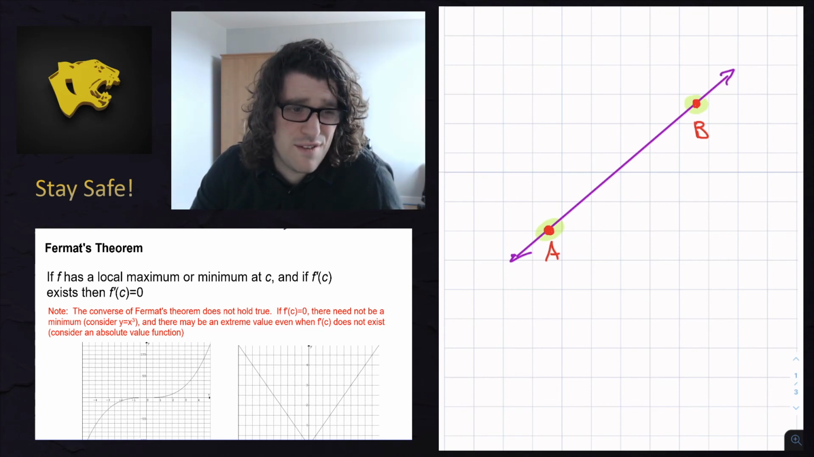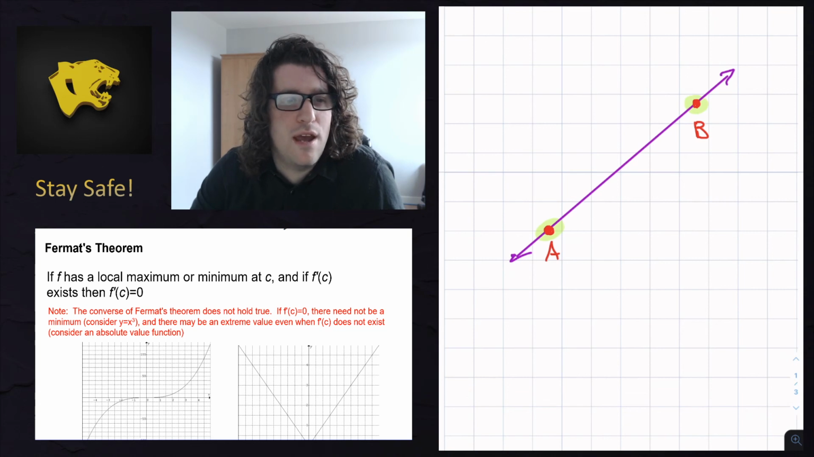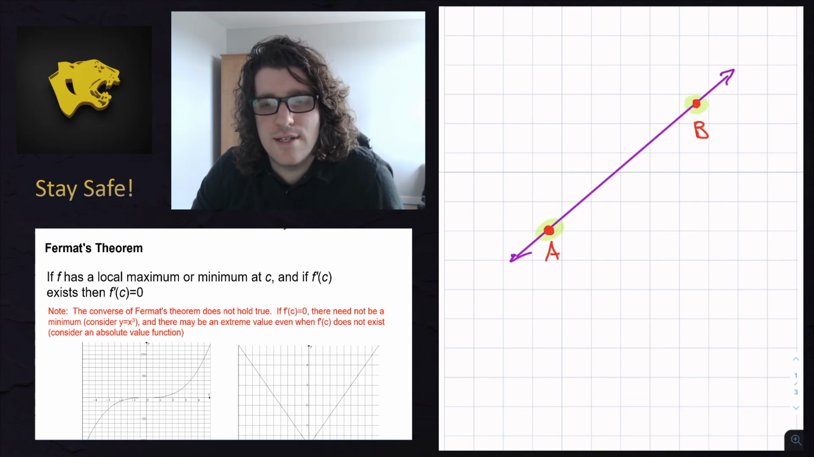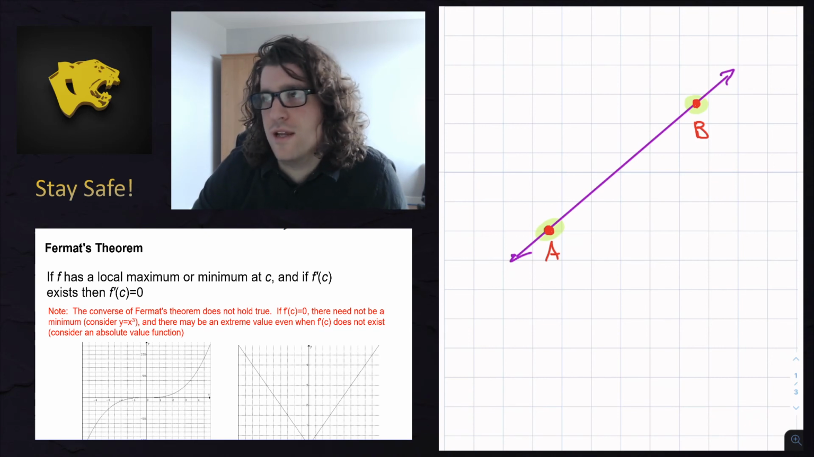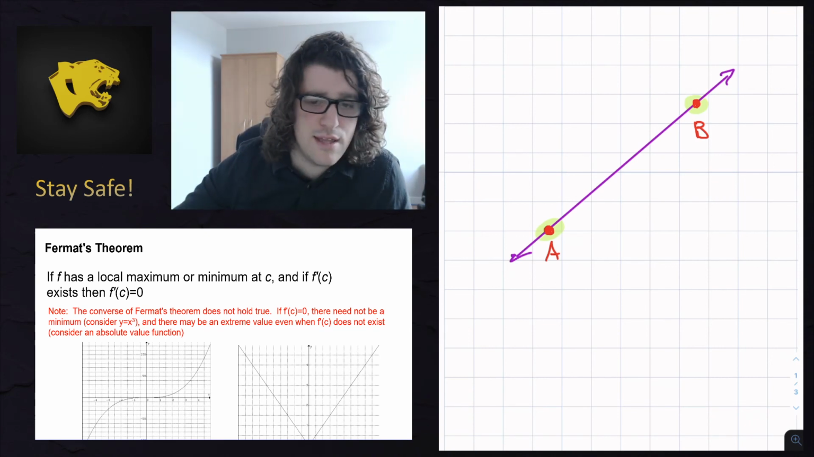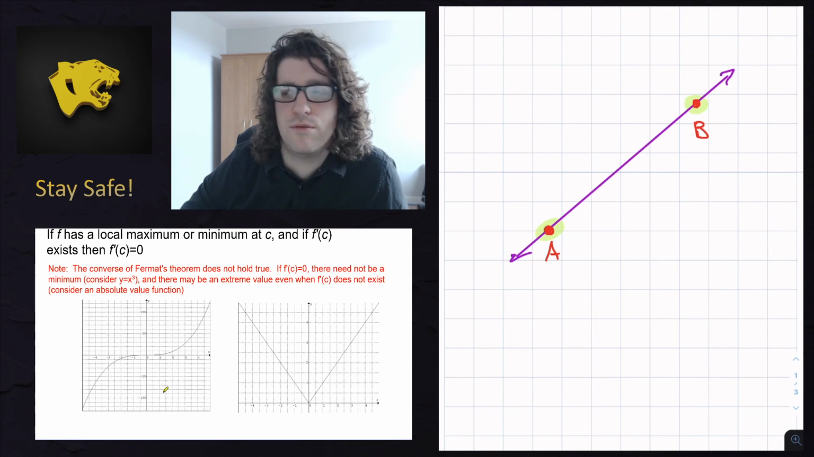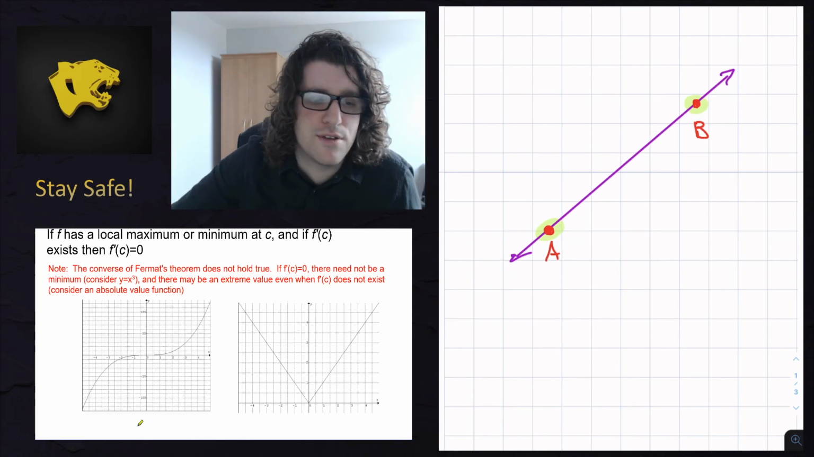So in the case of Fermat's theorem, we have that there is a local minimum at c, or maximum. And if the derivative exists, then the derivative is 0. Just because the derivative is 0, though, does not mean there's a local maximum or minimum. So the converse is not true, and you can see that in a couple of little graphical examples down here. Some funny things are happening.